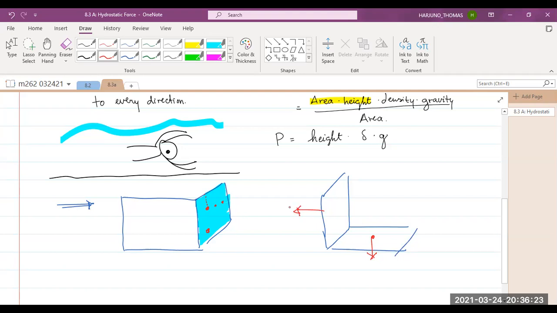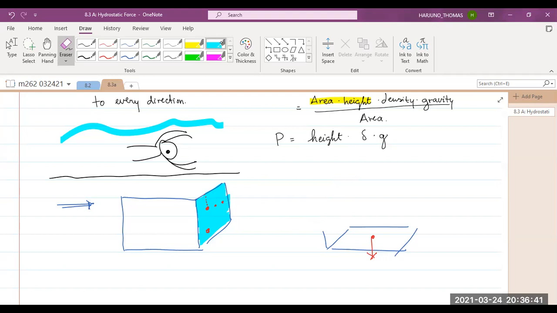You see what I mean? The pressure goes to every direction, not only downward. How do you prove that, Thomas? Actually, to prove that, it's very easy. What happens if you take the wall away? Can you answer that question?